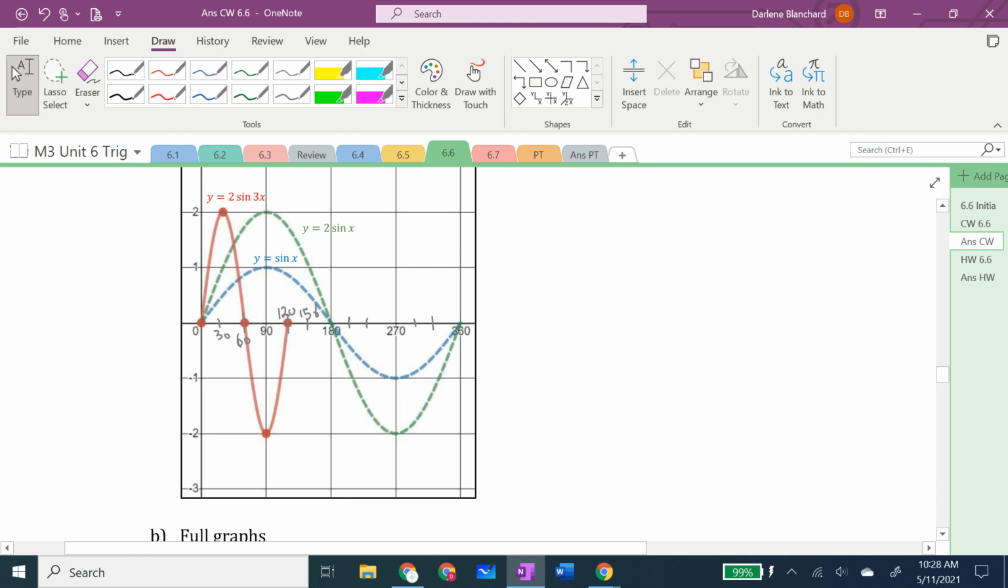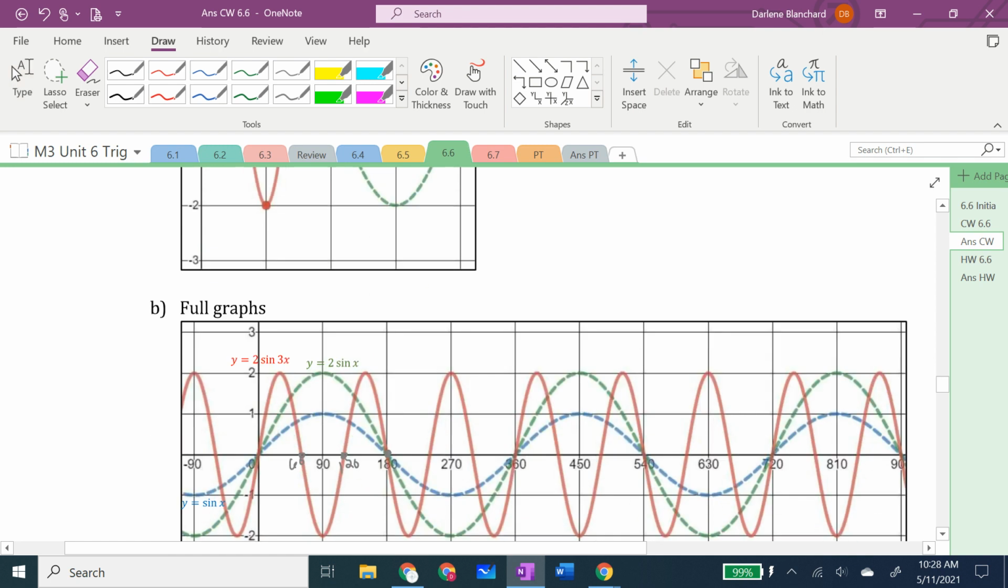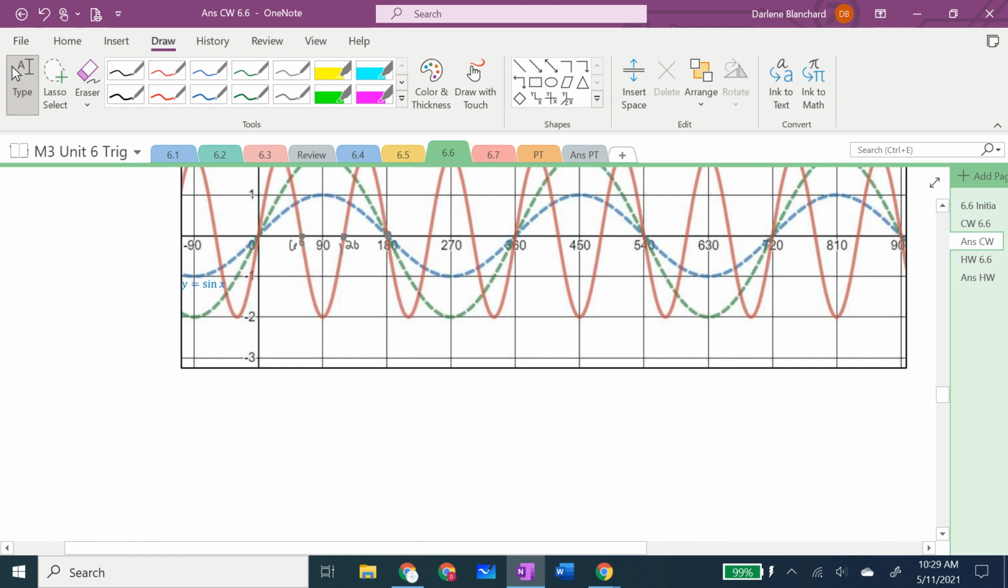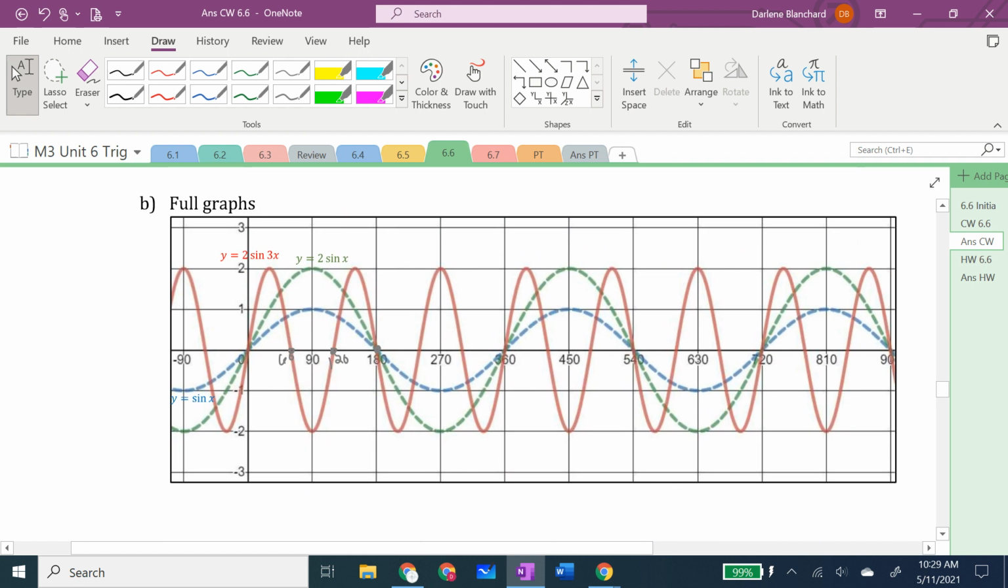As far as tests go, you're only going to sketch one cycle. Again, scribble your full graphs, but look at the answer. And I really don't want it to cost you too much time.